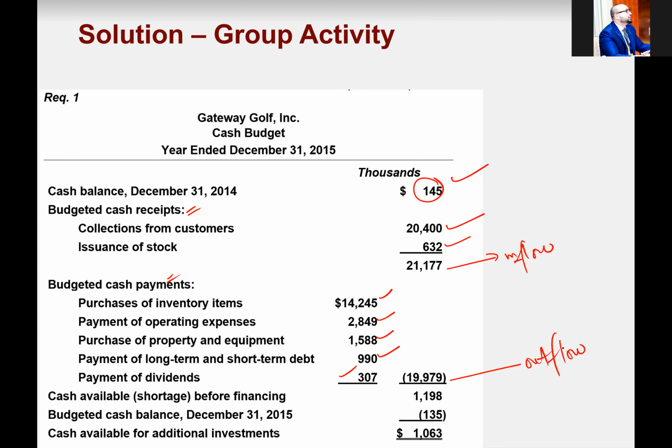So how much do you have the available balance? 1198. And how much you have to maintain the cash balance? 135. So how much additional or extra cash you have? 1063. And that cash can be used for purchase, for decision making of other stuff, for business expansion, or just to save it with the bank and earn interest. Right? You need to decide. Right?